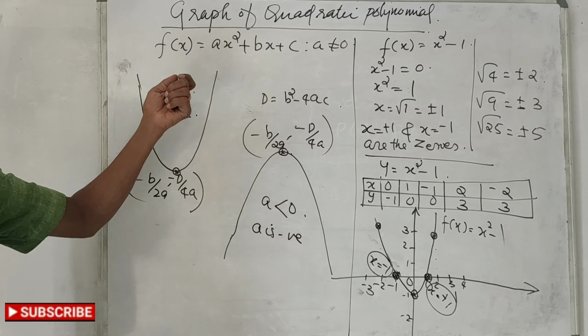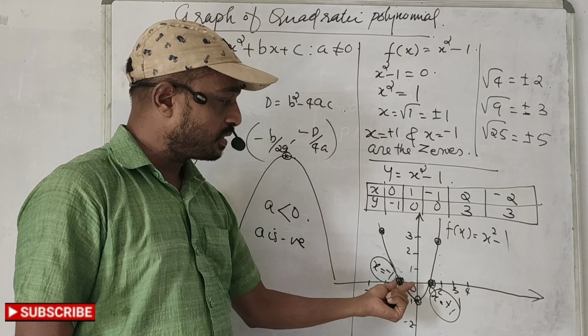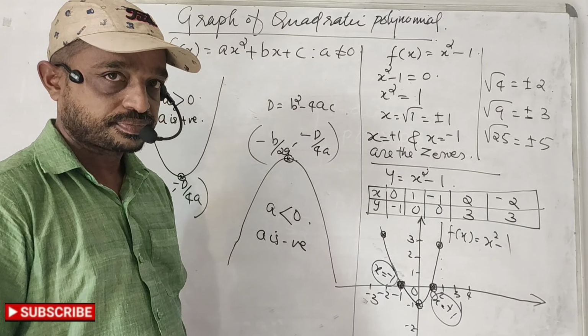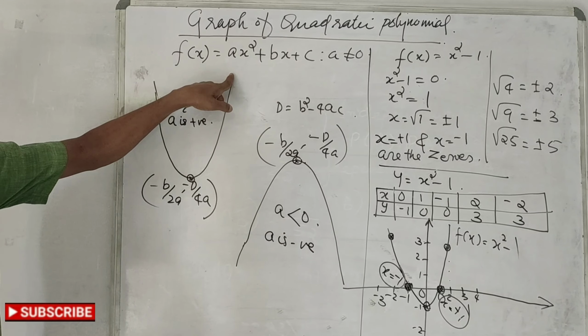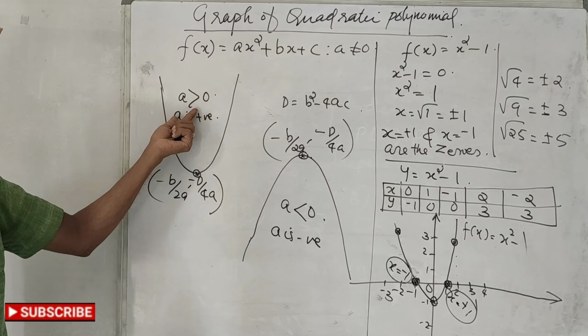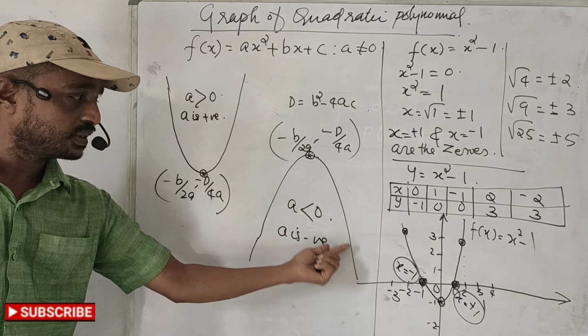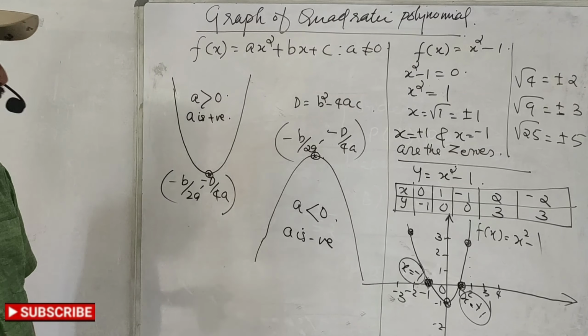So how will you find out the zeros of a polynomial graphically? Just draw the graph and find out the point of intersection of the graph with the x-axis. So the graph of a quadratic polynomial is either a parabola open upwards or a parabola open downwards. It is a parabola open upwards if a is positive, and it is a parabola open downwards if a is negative. What is a? A is the coefficient of x square.